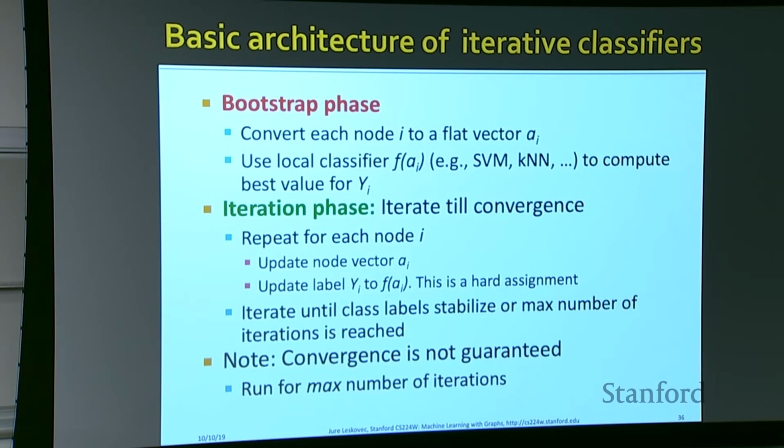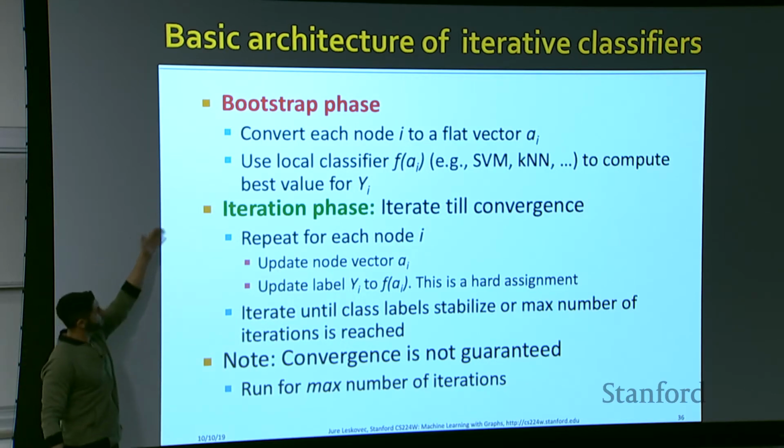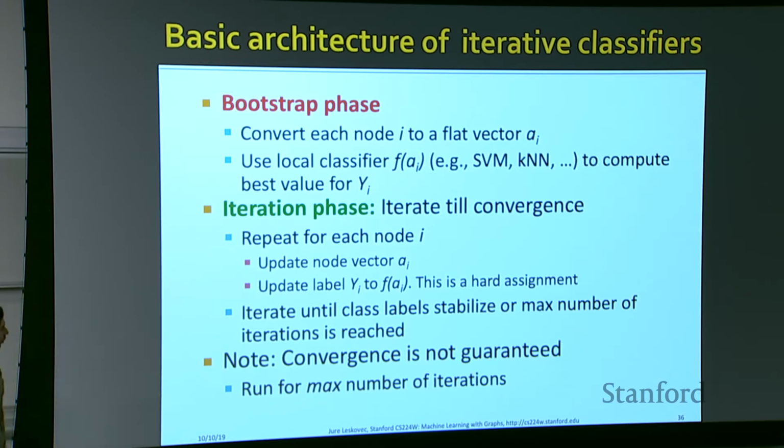So now let's go through the phases, the same ones that we talked about in the beginning. Now we apply them to our iterative classifier. We start with the bootstrap. The bootstrap is where we convert each node I into a flat vector of features, and then we use a local classifier to compute the best value for y_i, okay? So, back to the question that you had before. In this case, we really want to use as much as possible either a local classifier or some prior information that has been given to us about the nodes of that graph.